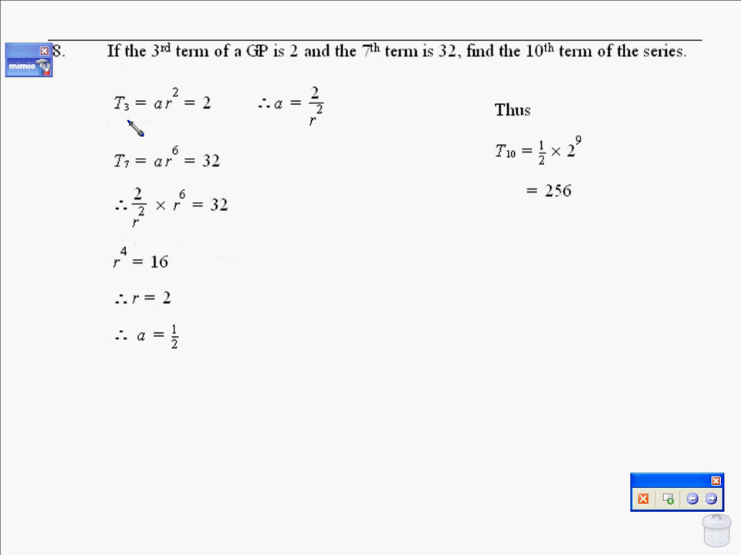Set up our simultaneous equations for the third term, A R squared is equal to 2, seventh term is A R to the power of 6 is equal to 32. Again, do a substitution, A is equal to 2 on R squared, so sub that in for A. So we sub it in, 2 on R squared times R to the power of 6, gives us R to the power of 4, and we do our cancellation there. Divide by 2 gives us 16. R works out to be nicely as 2, which means when we sub it back in to the equation here, we get A is equal to half, which allows us to find the 10th term in the series, because it's going to be A times R to the power of n minus 1, which gives us 9, and it's 256 all up.